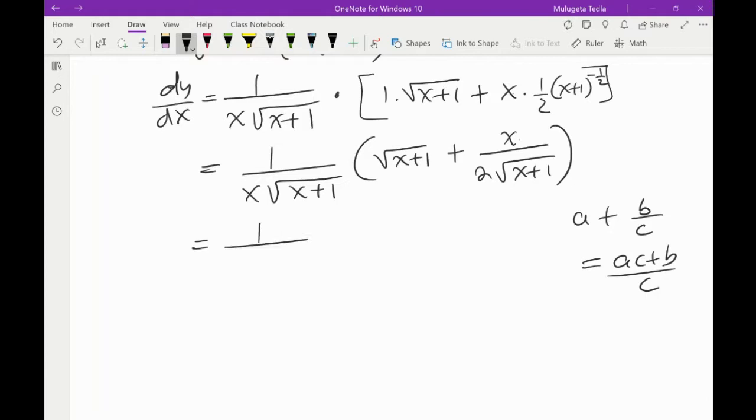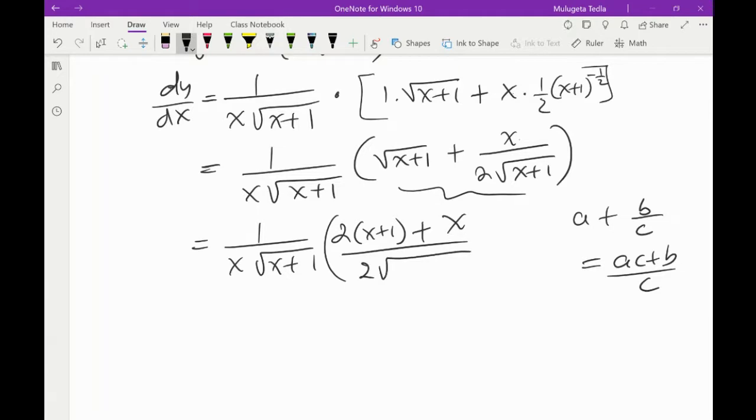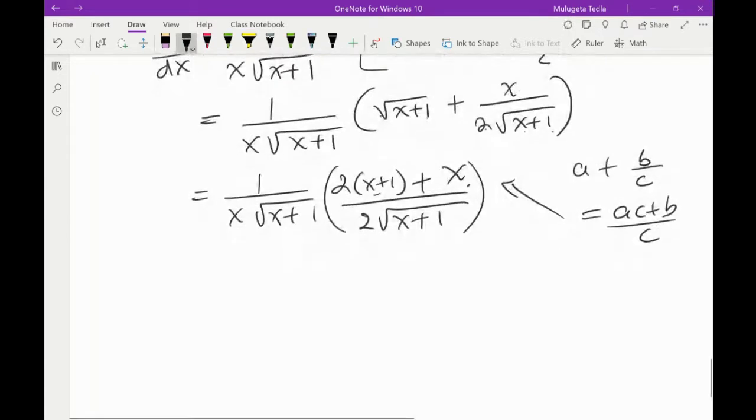So I have 1 over x root of x plus 1. I have to fix this adjustment first. And then you have 2 times x plus 1 plus x over 2 root of x plus 1. That is exactly applied here. This times this, which is 2 times root of x plus 1. Root of x plus 1 times root of x plus 1 is just x plus 1. Times this times this, which is x, divided by the product of these two, which is that. So that's how I got that.